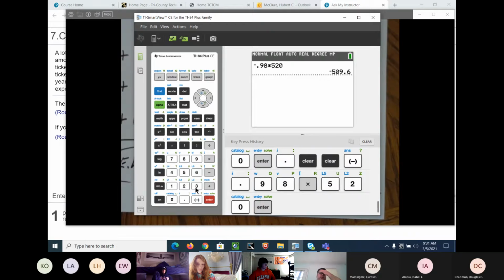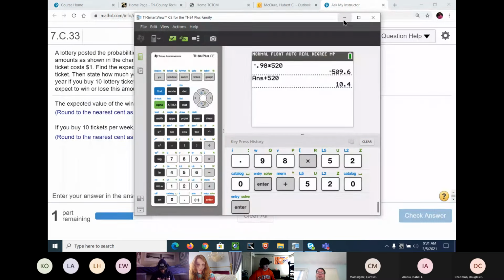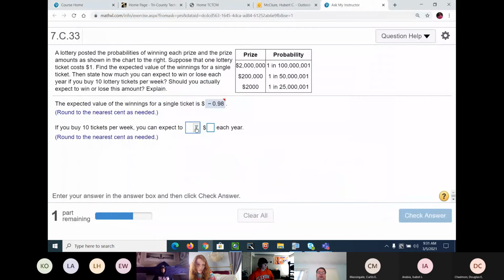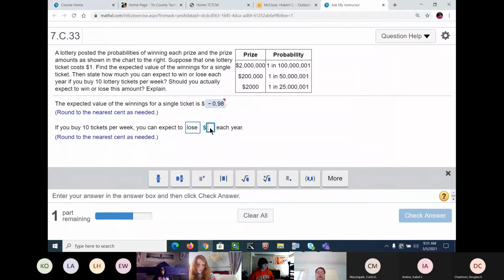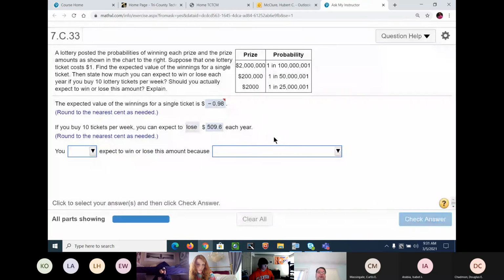So that means for every year that you spend $520, you're going to win $10. You suck. So 509.6 is your expected profit. So let's see what they want. So you can expect to lose $509, and that's rounded to the nearest cent, 509.6. Okay?